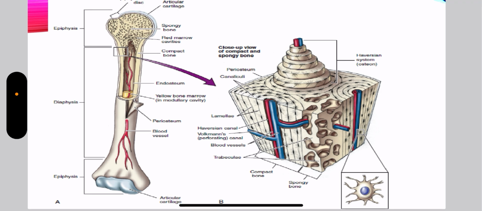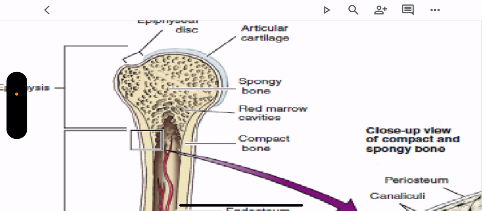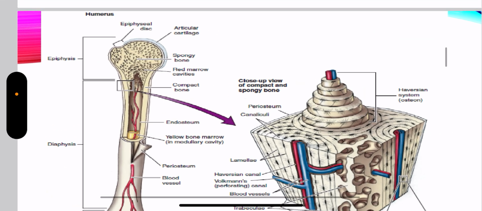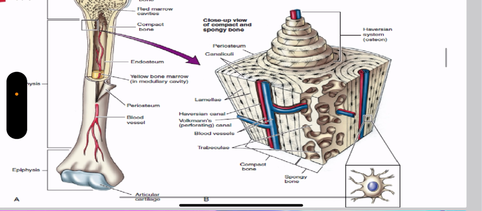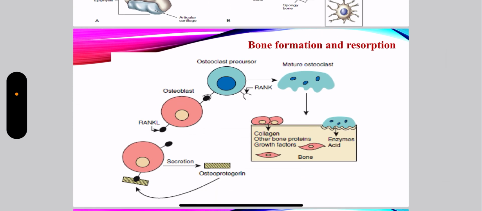In figure A, you can see outer periosteum, inner endosteum, and at the ends of these bones there is presence of spongy bones. You can see the spongy bone over here. In the B part, a close overview, you can see compact and spongy bone, Haversian canal, osteon, everything you can see over here.